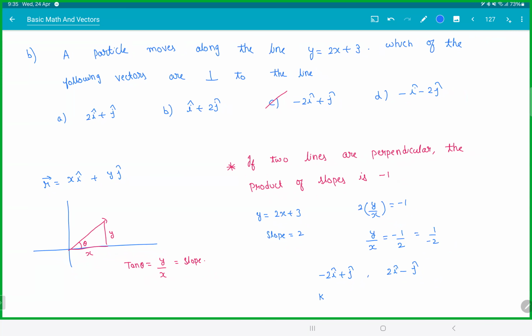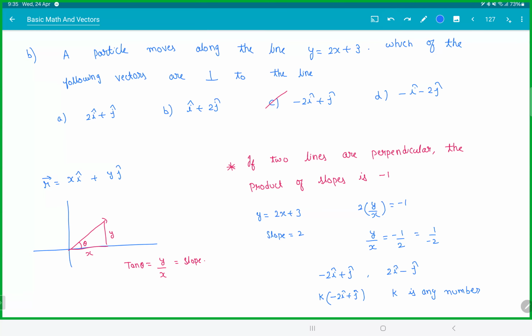So you can have k times minus 2i plus j. k can be any number, positive or negative, it will work. Actually, there are infinite answers, but in the options, if you see, 2i minus j is not there. So only C is the answer.